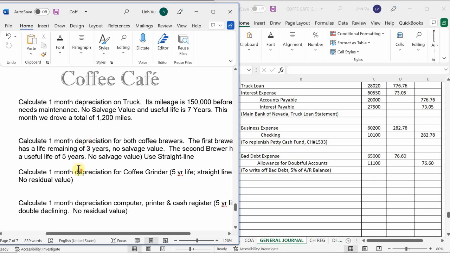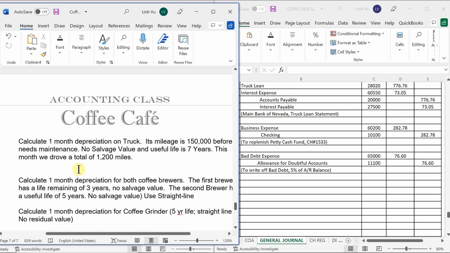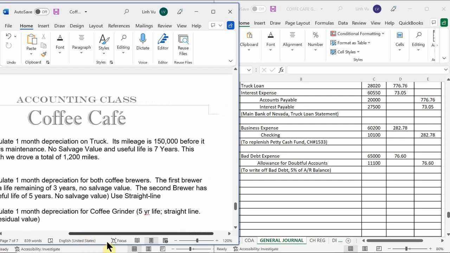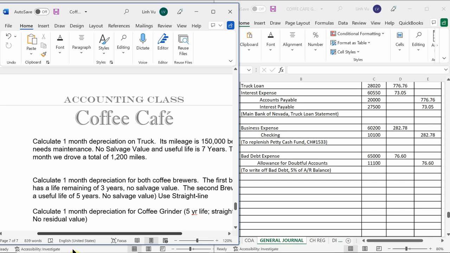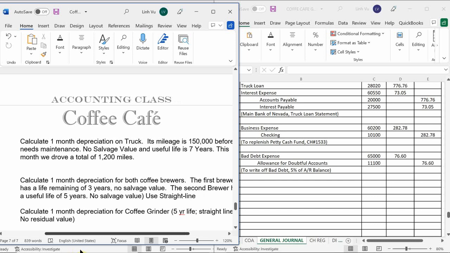So our next step here is we have to calculate 1 month of depreciation on the truck. Its mileage is 150,000 miles before it needs maintenance. No salvage value, and the useful life is 7 years. And of course, this month we drove a total of 1,200 miles.